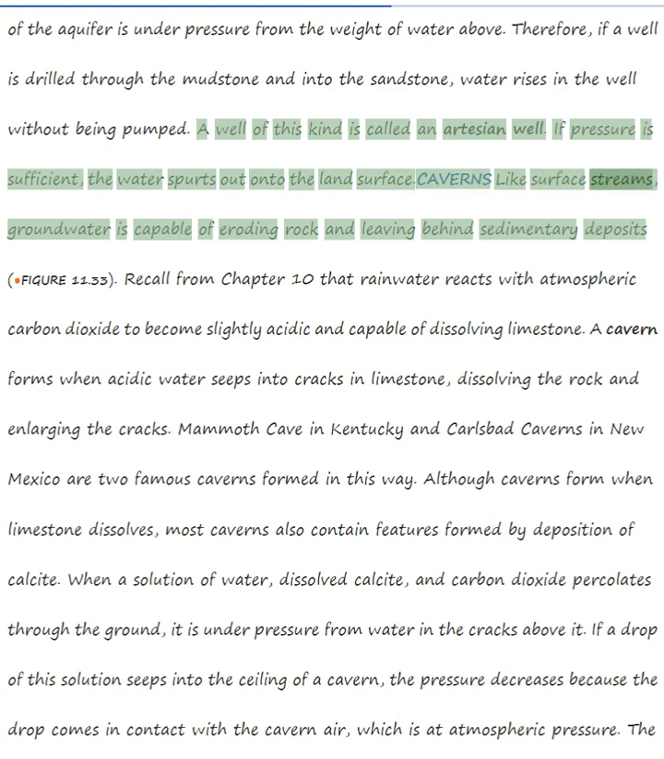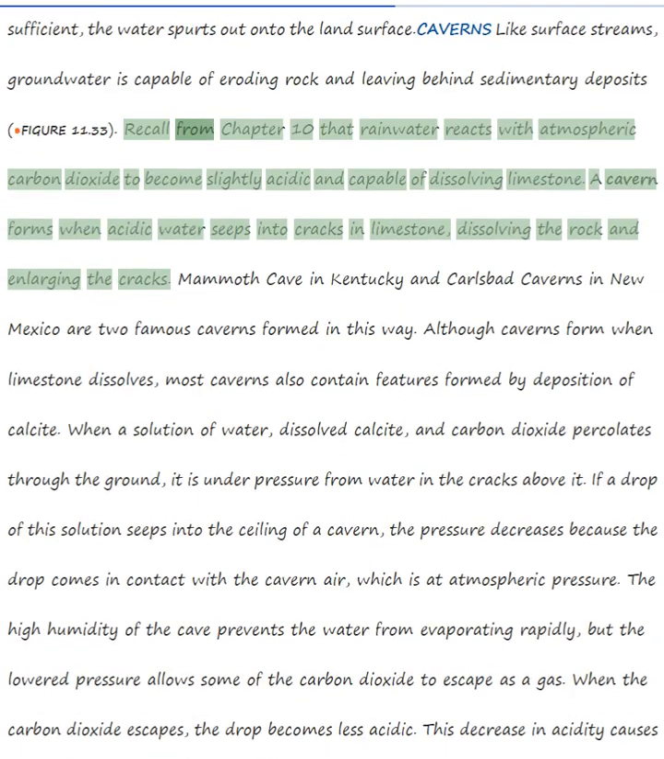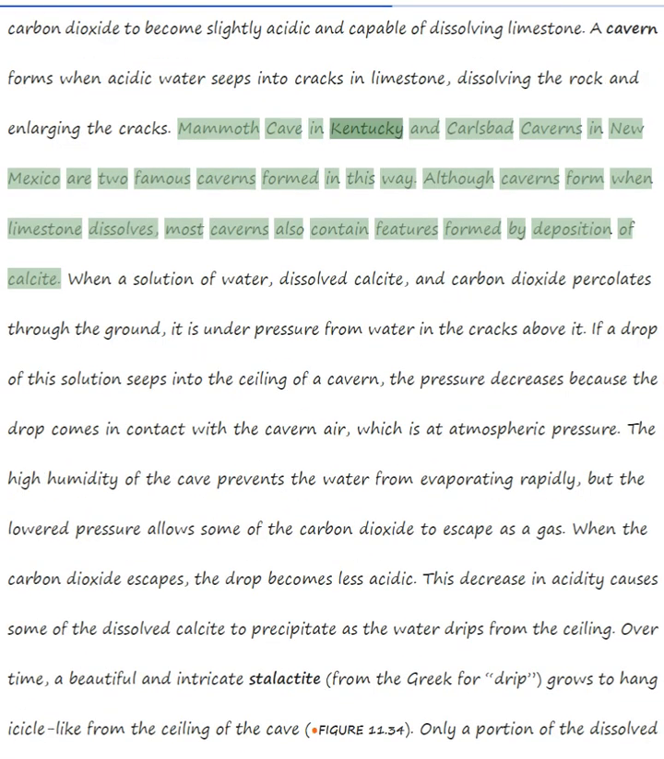Caverns. Like surface streams, groundwater is capable of eroding rock and leaving behind sedimentary deposits. Recall from Chapter 10 that rainwater reacts with atmospheric carbon dioxide to become slightly acidic and capable of dissolving limestone. A cavern forms when acidic water seeps into cracks in limestone, dissolving the rock and enlarging the cracks. Mammoth Cave in Kentucky and Carlsbad Caverns in New Mexico are two famous caverns formed in this way.